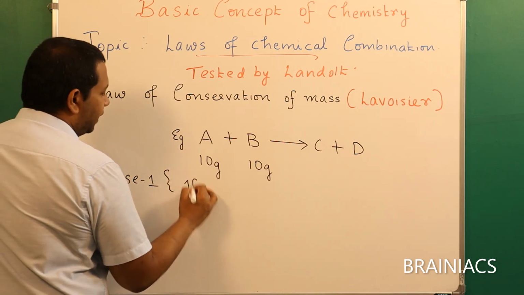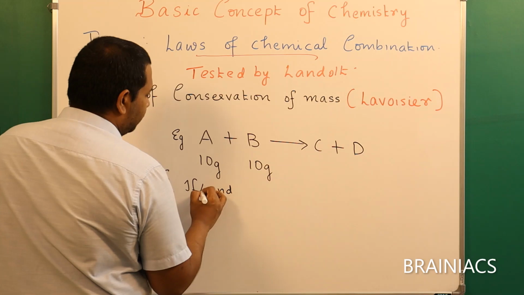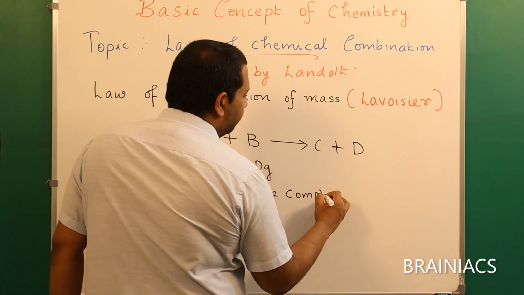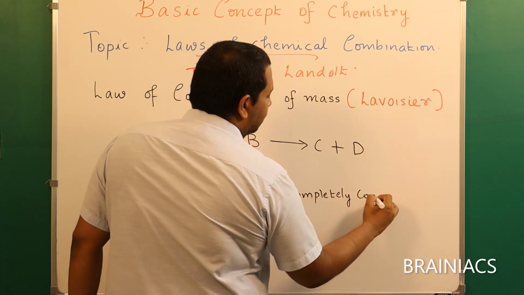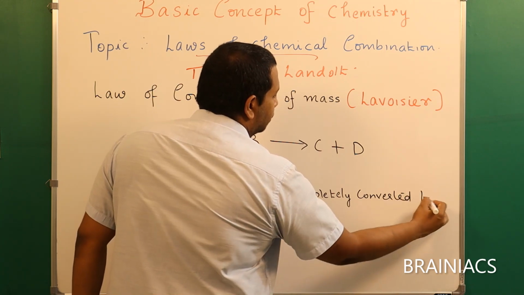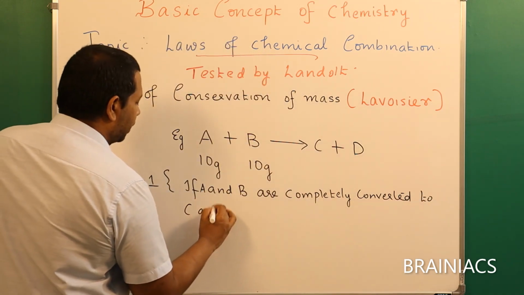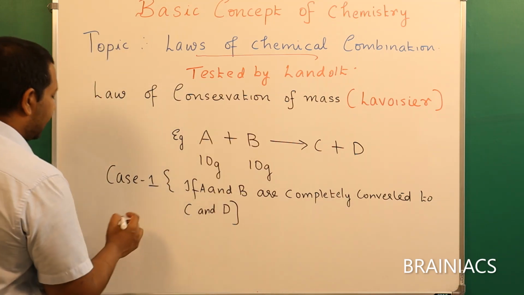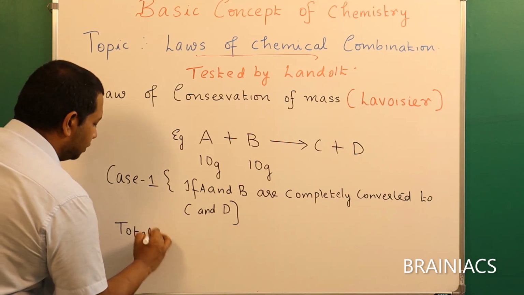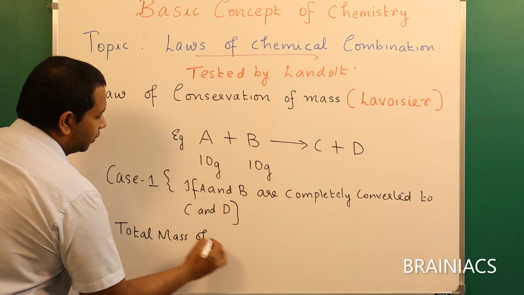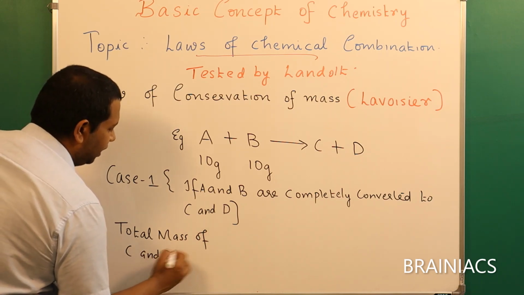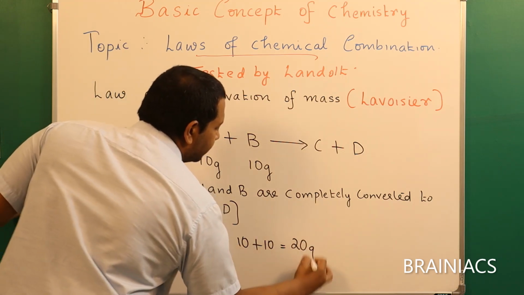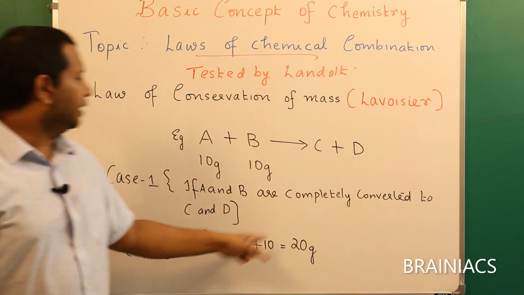Case 1: if A and B are completely converted to C and D, then the total mass of C and D combined will be equal to 10 plus 10, that is equal to 20 gram. This does not mean that C will be 10 gram and D will be 10 gram.